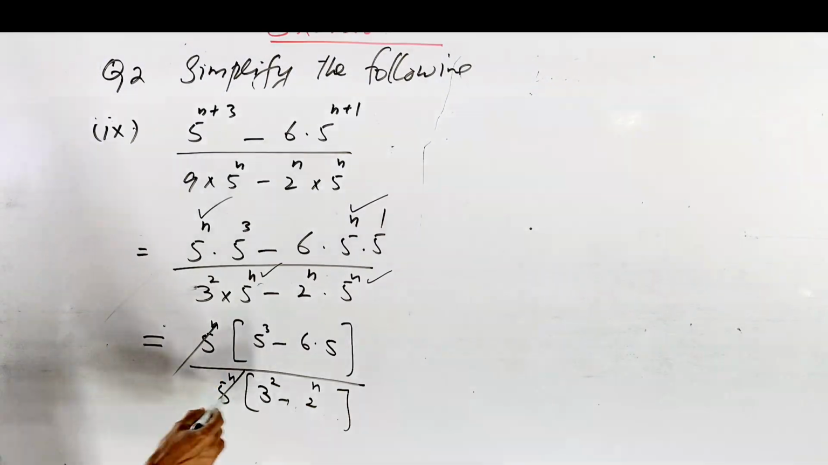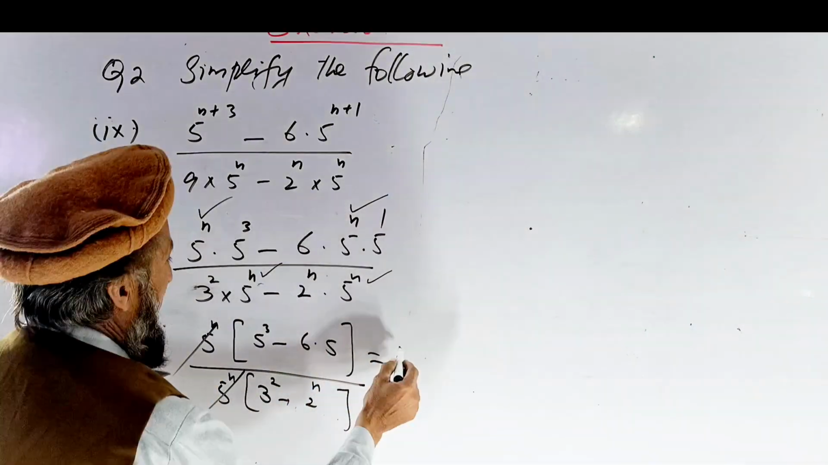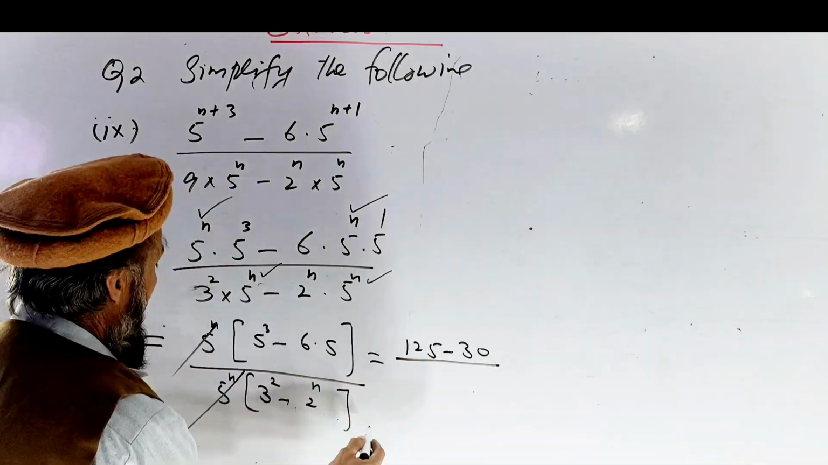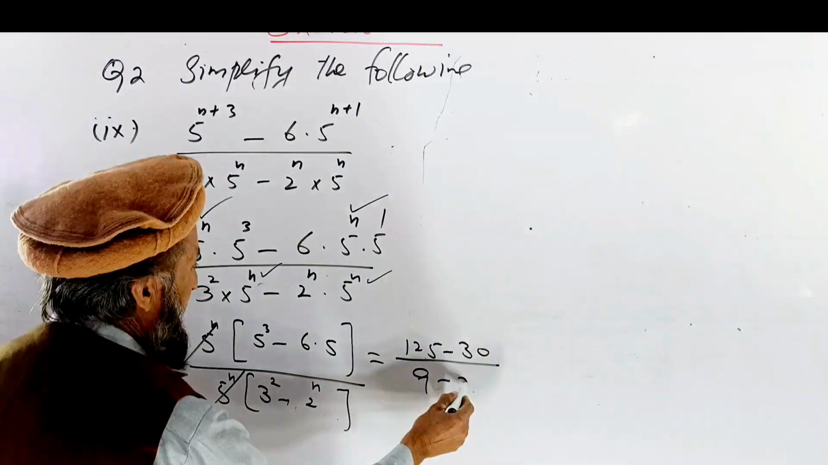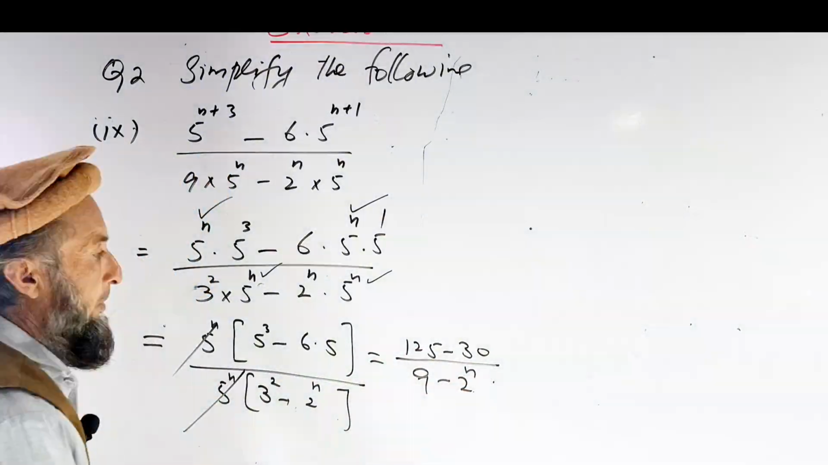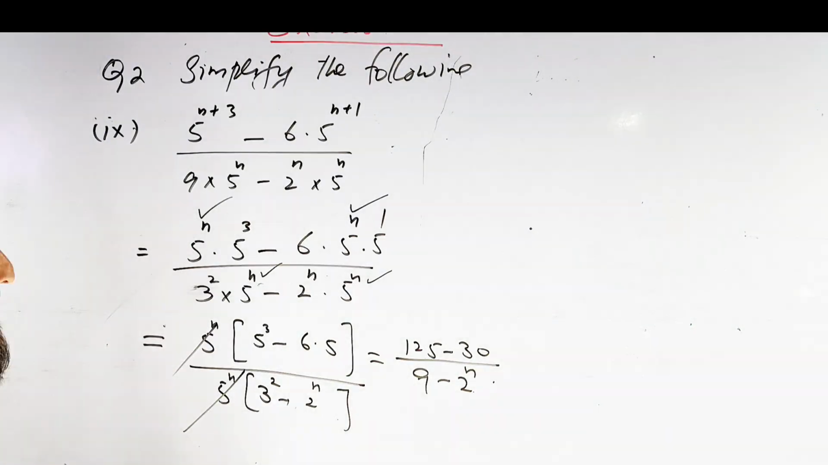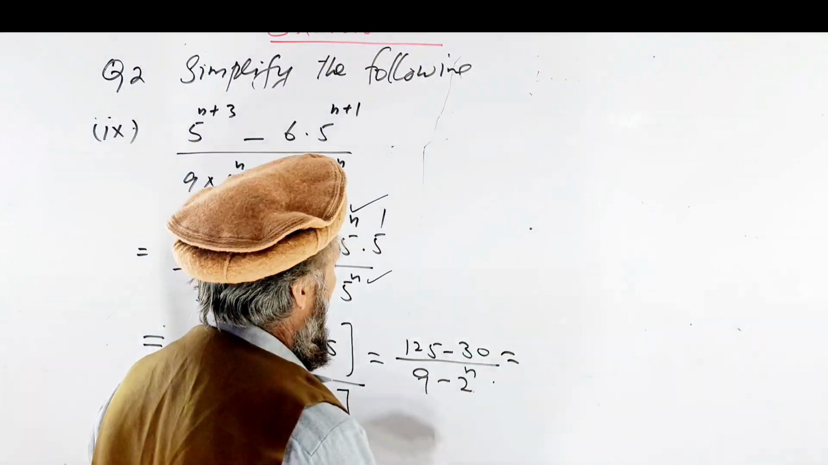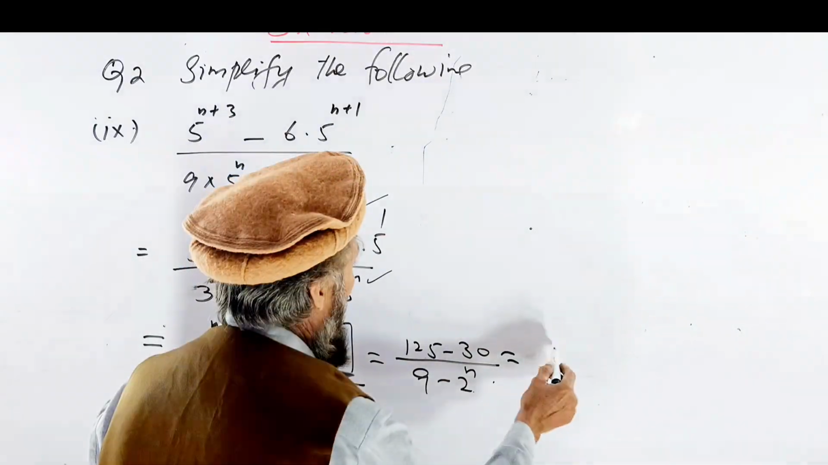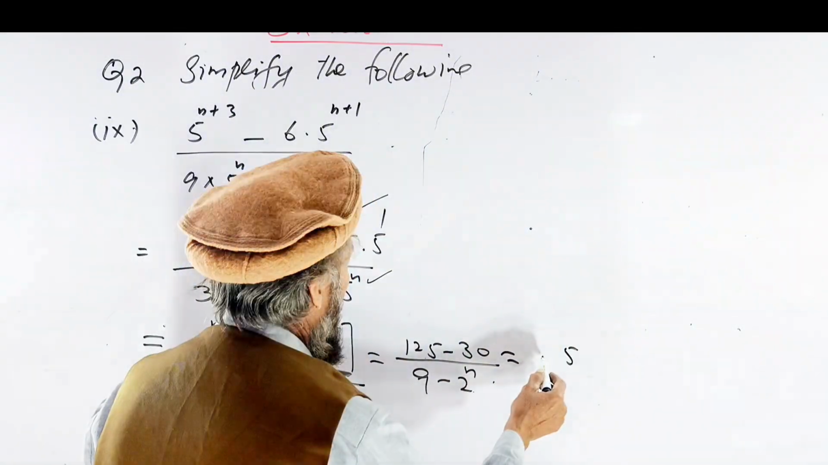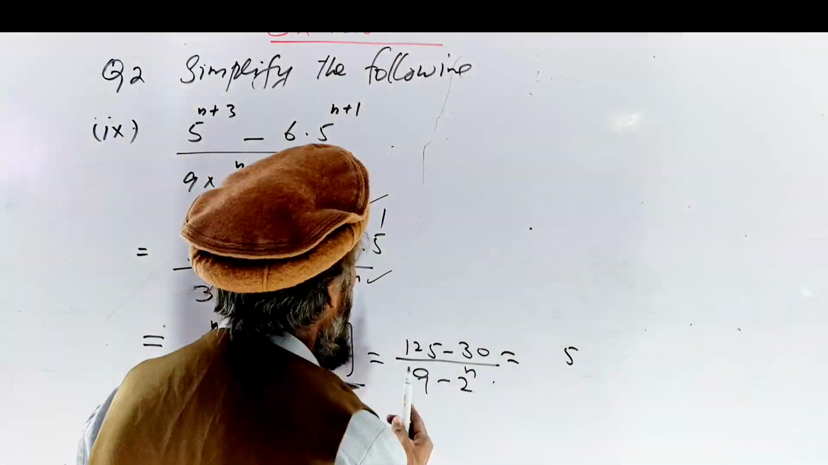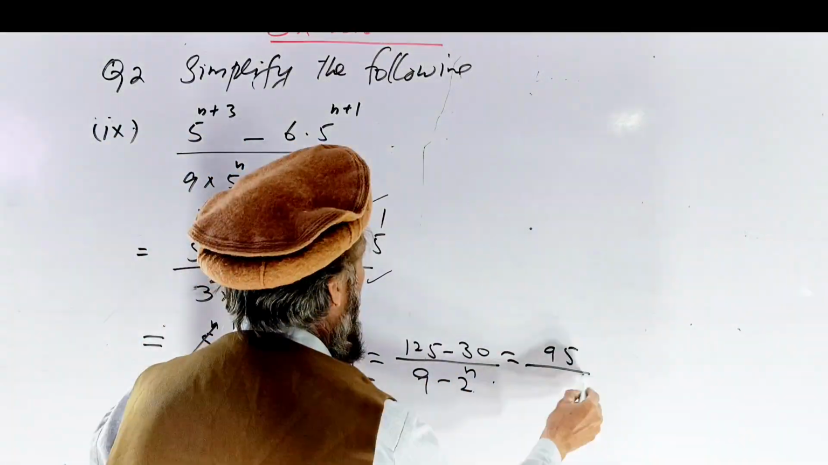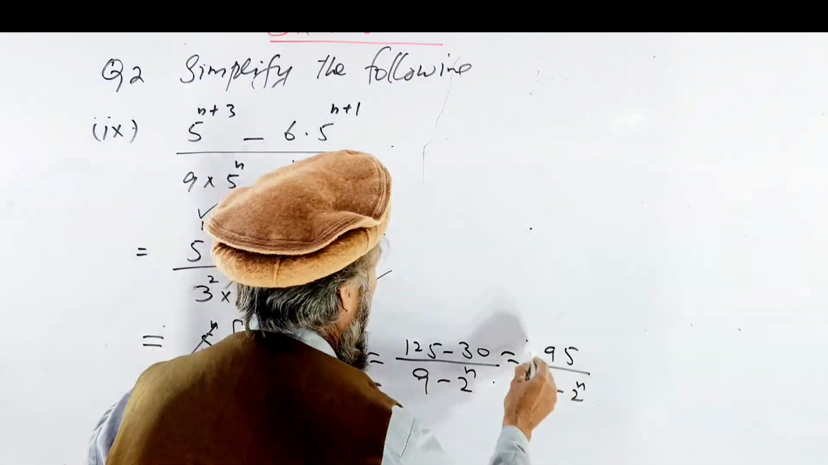Now this cancels, and we get here 125 minus 30 divided by 9 minus 2 power n. Further simplification is not possible, so we get 95 divided by 9 minus 2 power n.